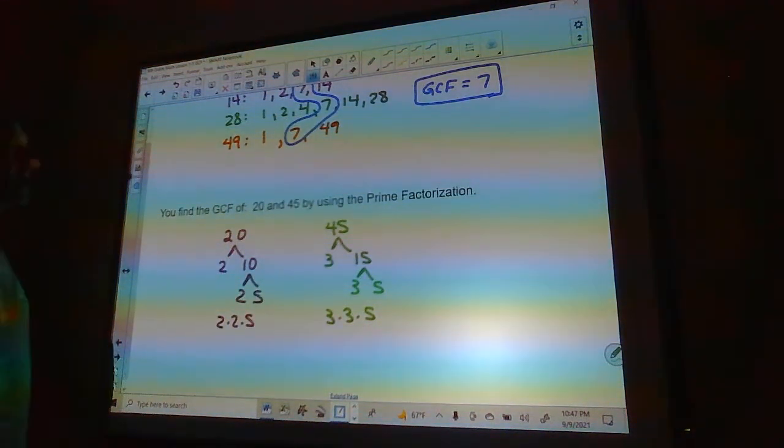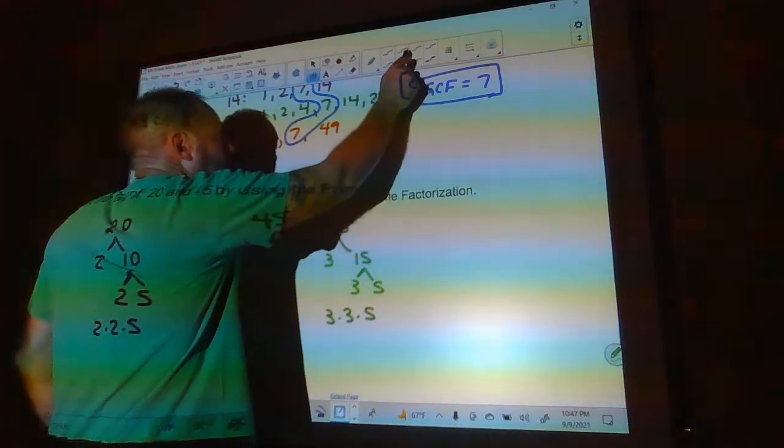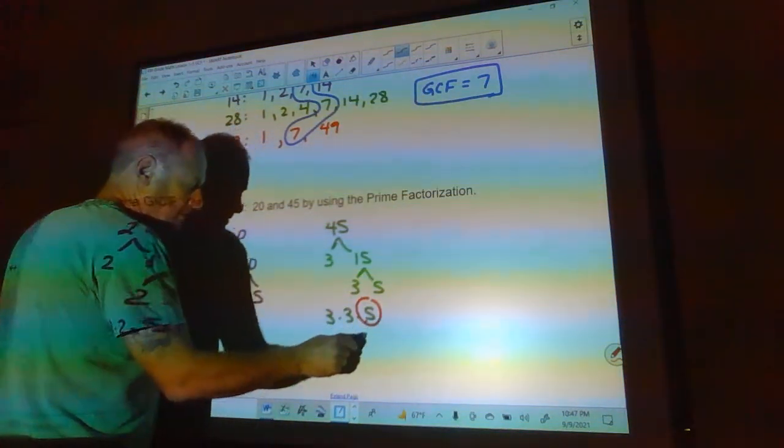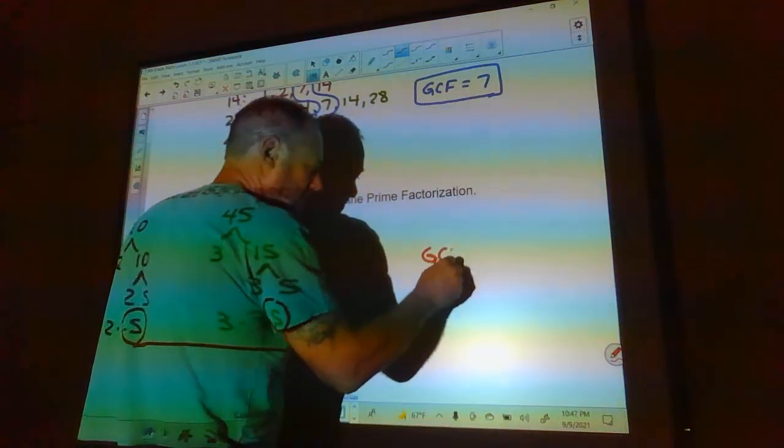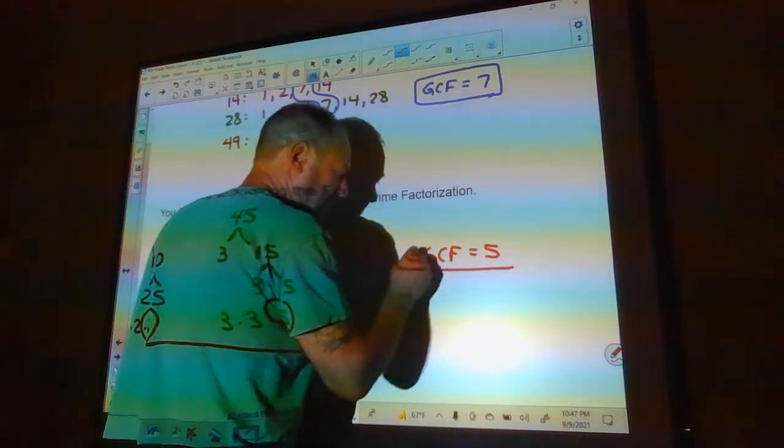So which one's the greatest common factor? Well, there's only one that's common. That's 5. So the GCF is 5.